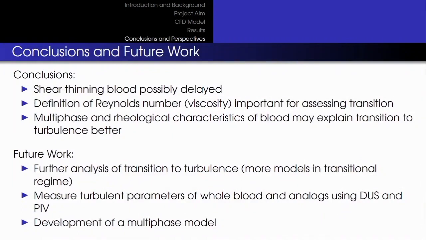I just want to say this is ongoing work. We could say shear thinning possibly delays transition, but it ultimately depends on the Reynolds number and our definition of viscosity. In addition to shear thinning, viscoelasticity of red blood cells might have an impact. So the multi-phase behaviour of blood might explain transition to turbulence better.